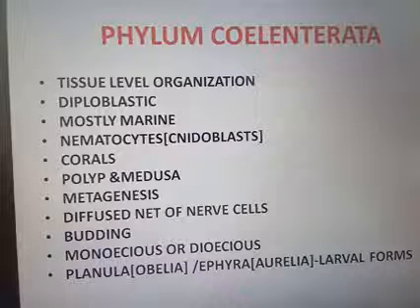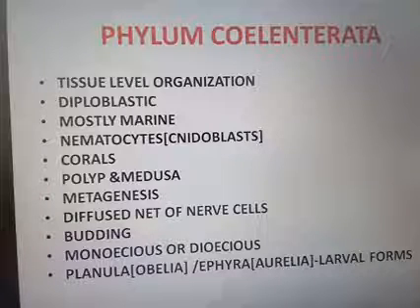The soft body may be naked, and some cnidarians like corals have a skeleton. It is composed of calcium carbonate. Some cnidarians like corals have a skeleton composed of calcium carbonate.